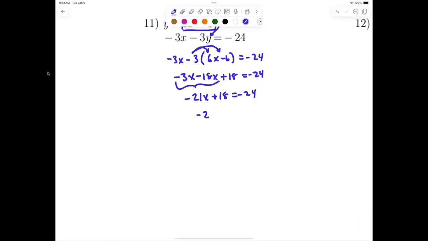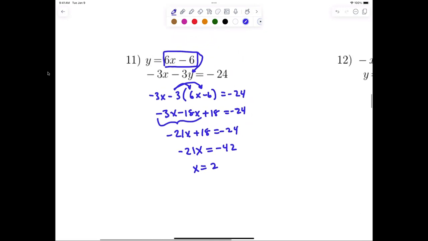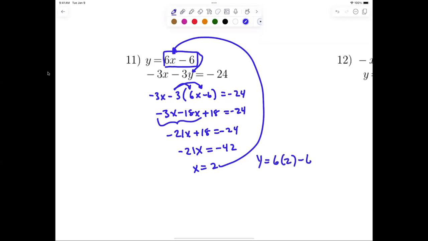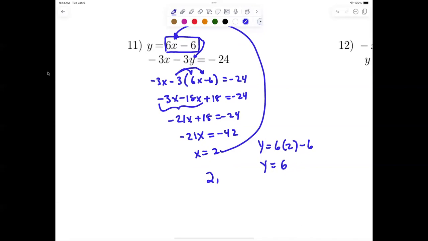Subtracting 18, negative 21x equals, so x was 2. If you got that, you know how to do the substitution process now. Now, of course, we're not done. We've got to plug 2 back in up here. So y equals 6 times 2 minus 6. So y is equal to 6. So my answer is what? 2, 6. Come on, it's not that hard. Anybody have any problems?